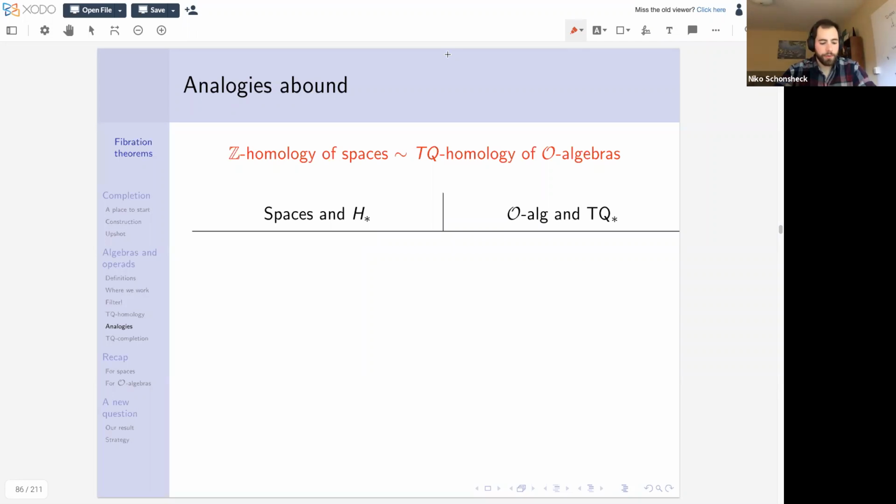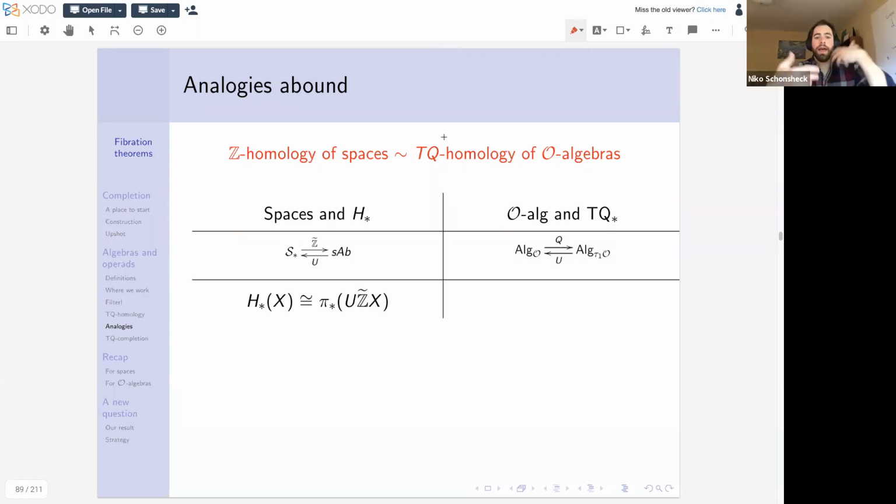So maybe the first analogy you think of is the construction. One way to construct homology was to consider this adjunction between simplicial sets and simplicial abelian groups. And we have a similar kind of thing going on with O algebras. And the ordinary homology of a space can be defined as, this is a natural isomorphism, the homotopy groups of this U Z tilde thing. And that's exactly how I define TQ homology groups of an O algebra.